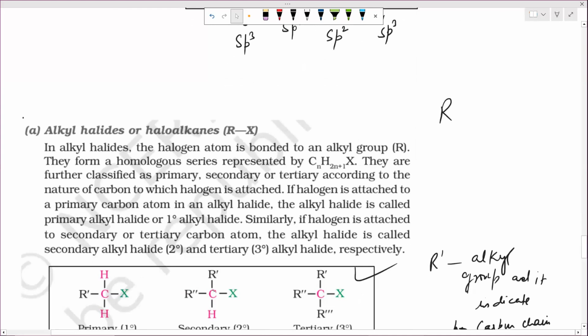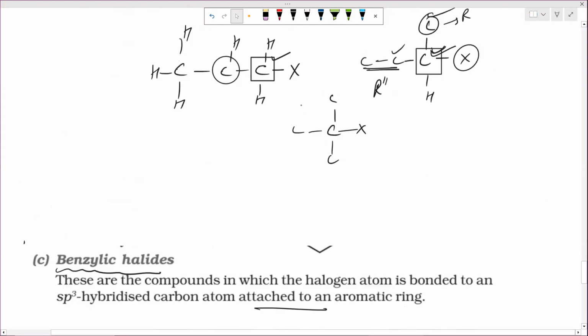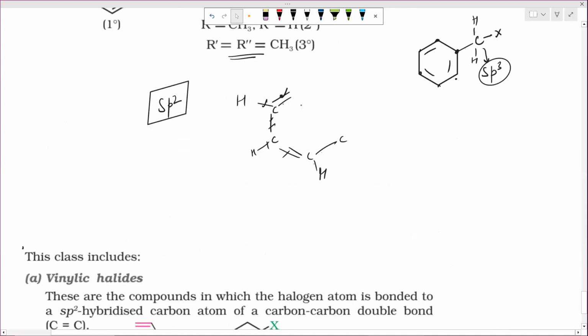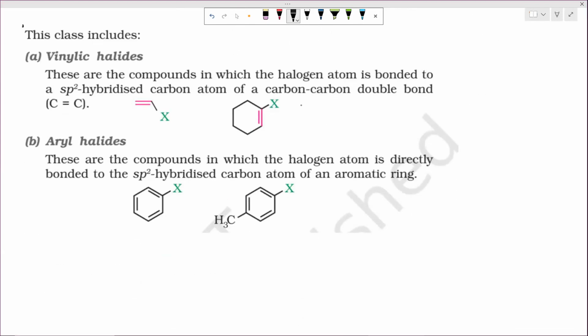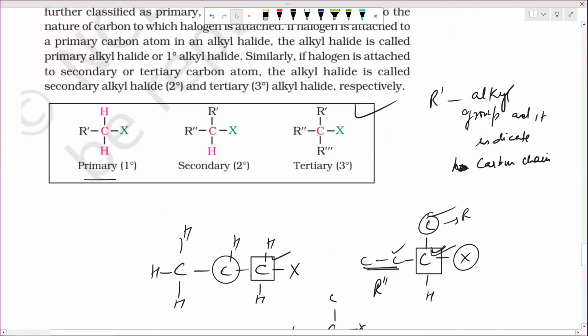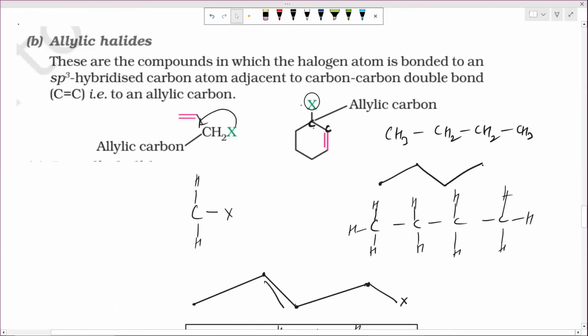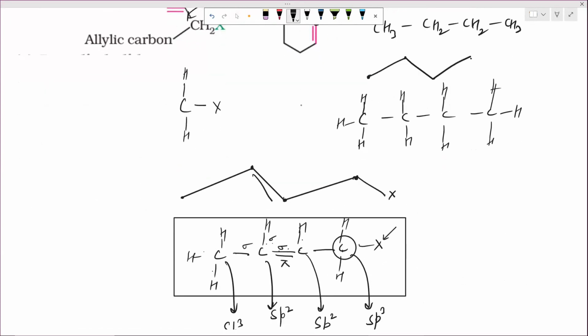Now, what is the difference between allylic and vinylic halides? Here, in the vinylic halide, the halogen atom is bonded directly to an sp2 hybridized carbon atom, a double bonded carbon atom, not in the way where the carbon atom is bonded with a single bond. I have given you an example: this is the X, and this X is attached with a carbon atom which is making single bonds.